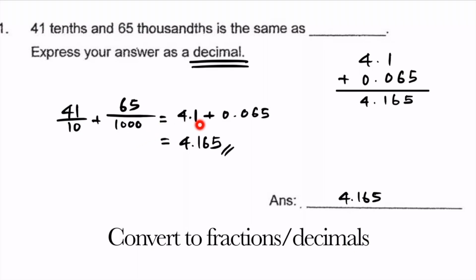Next, convert all to decimals. So see here, dividing by 10 just means jumping 1 space to the left, and that's 4.1. 65, jump 3 spaces to the left. So imagine 65 here, it goes 1, 2, 3. So it's 0.065. So once you have this, add them together and you will get the answer.